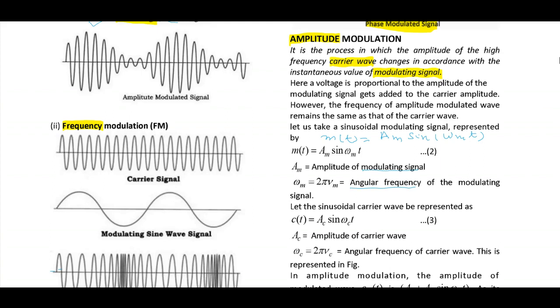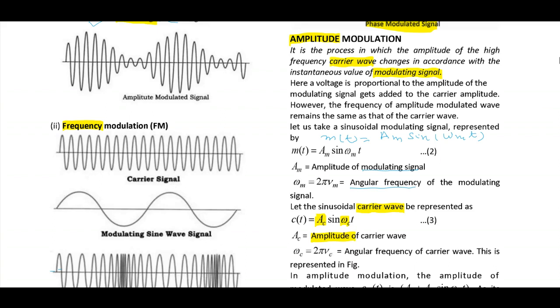Similarly, we shall be having a sinusoidal carrier wave. Here, sinusoidal carrier wave, as I have already told, is a high frequency signal. Ac is the amplitude of the carrier wave, and omega c is equal to 2 pi f c, the angular frequency of the carrier wave.